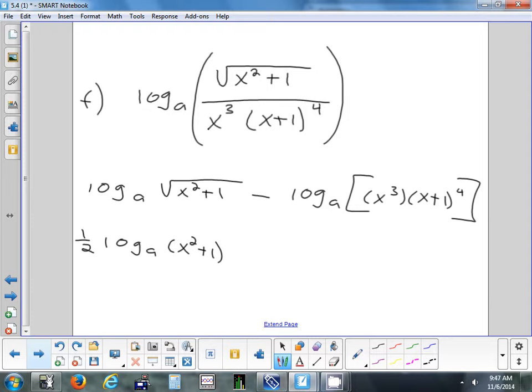This first part is done. There's nothing else that needs to be done to it. You can't split a sum. You can split a product and you can split a quotient, but not a sum or a difference. Now we're going to work on splitting the second part. What is the second part split as? Is this a sum or a difference when you split it? It's a sum, because we have multiplication: x cubed times x plus 1 to the 4th.